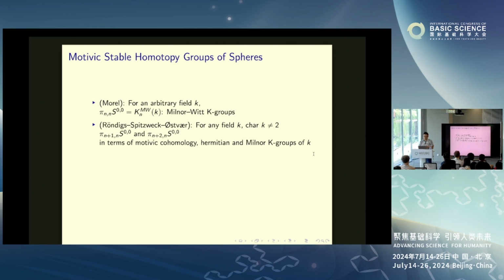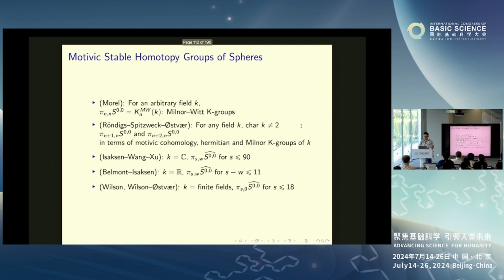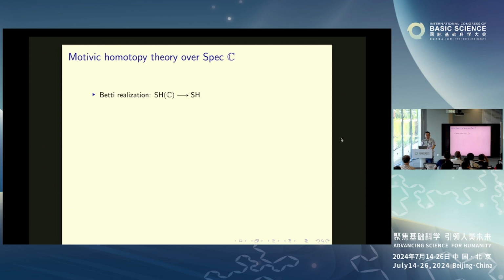So in this sense, you can view the motivic stable homotopy groups of spheres as a generalization of certain arithmetic invariants of the base field. So that's as much as we know for a general base field. And for a specific base field, we know a little bit larger range. Over the complex numbers, there is a particularly interesting story, namely there is a Betti realization functor. If you take an algebraic variety over the complex numbers and take the C points, we get a topological space. So we can extend this construction to the whole stable homotopy category.